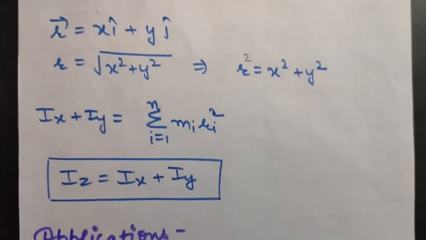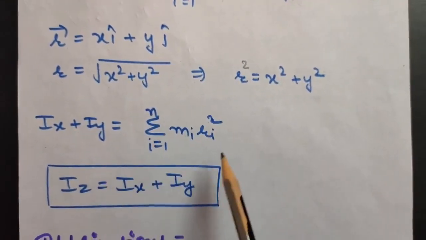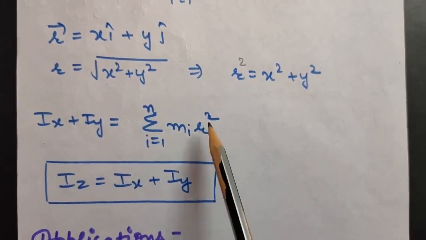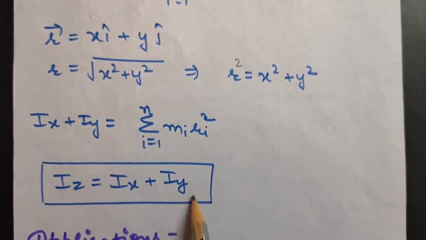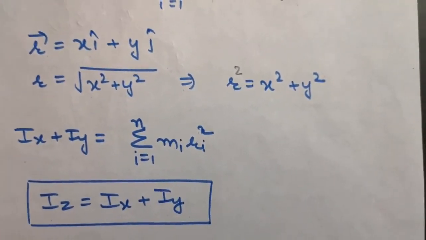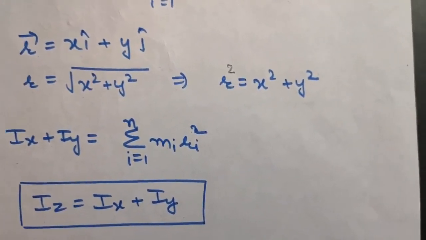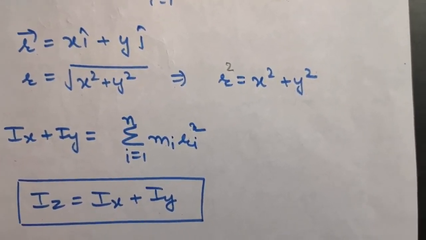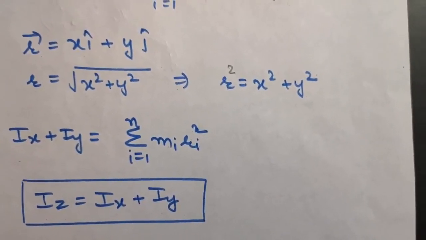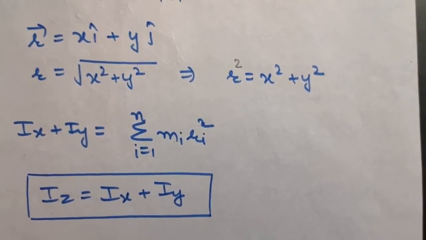Okay, so from here, if you compare to your equation third, this is nothing but Iz. So that means Iz is equal to Ix plus Iy. So this is the proof of perpendicular axis theorem. Both the theorems are very important, so understand them properly, parallel axis theorem and perpendicular axis theorem.